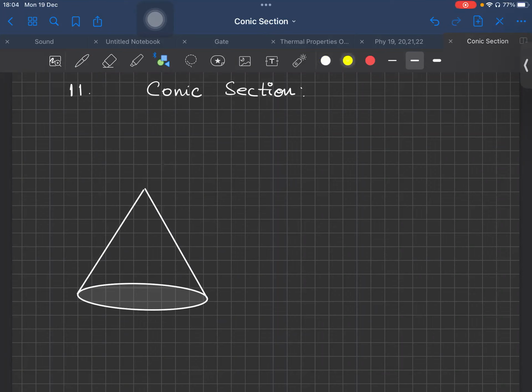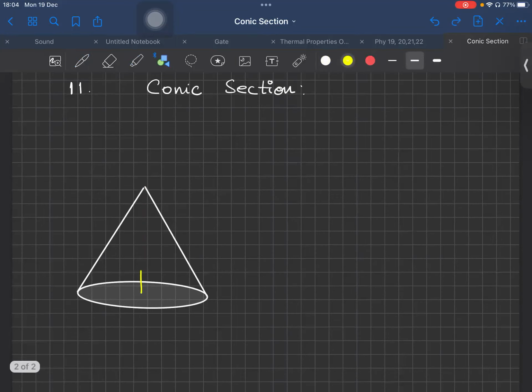Now, let's draw a line from the center of the circle to its top point. Is that okay? So this is the height of the cone, right? Let's say point O is the center of this circle. This base is a circle, isn't it? Yes, the base of the cone is a circle.